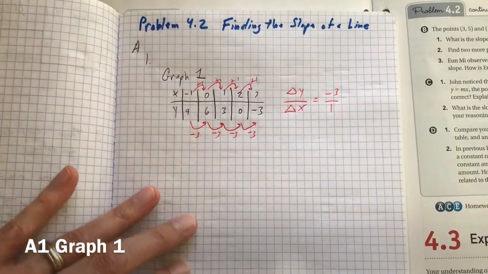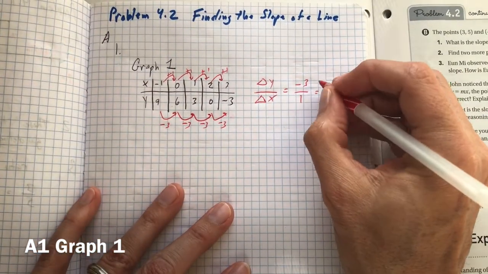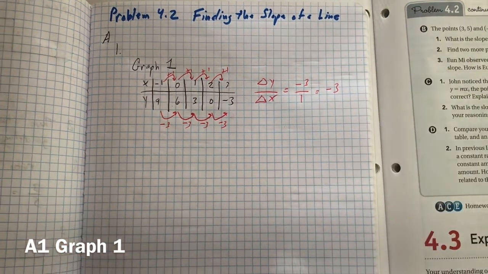So that means I'm going to have a +1 here. So that means the slope in this case would be a -3 over 1, or plain old -3.